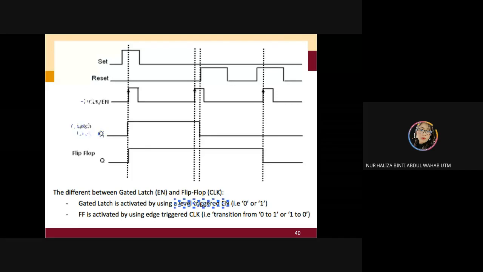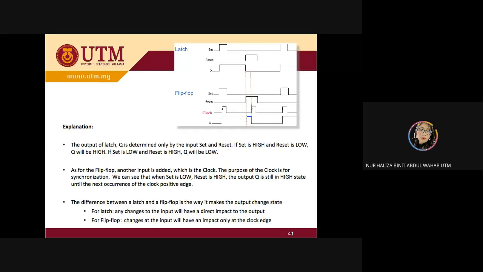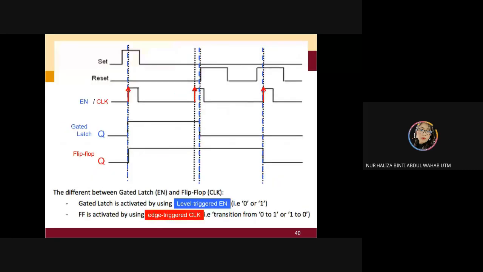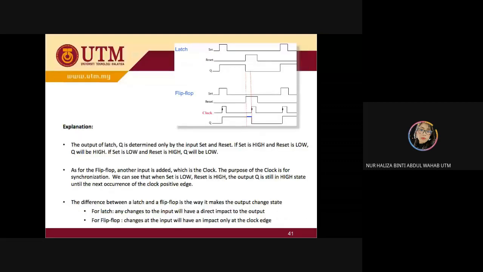Okay, this one is a one by one explanation, which is similar to what I showed you just now. This is the explanation for the latch and the flip-flop.